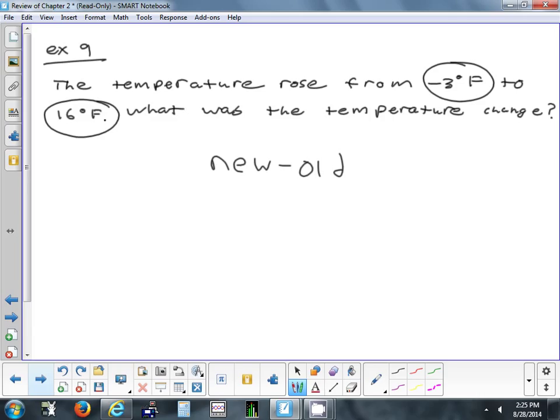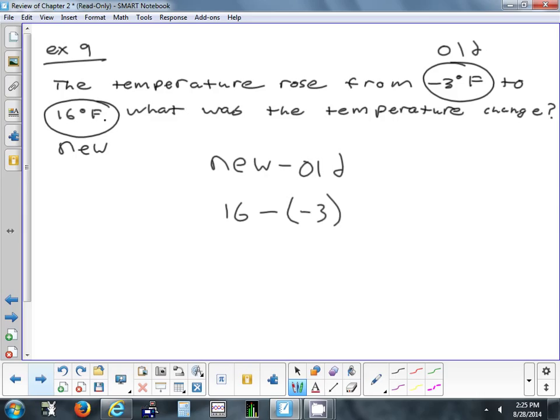What's the new temperature? What temperature did we end up at? 16. So we started at negative 3 and we went up to what temperature? This is the old temperature. This is what it started at. What did it go to? It went to 16. So I want to know what the difference is. 16 minus what's the old temperature? Negative 3.